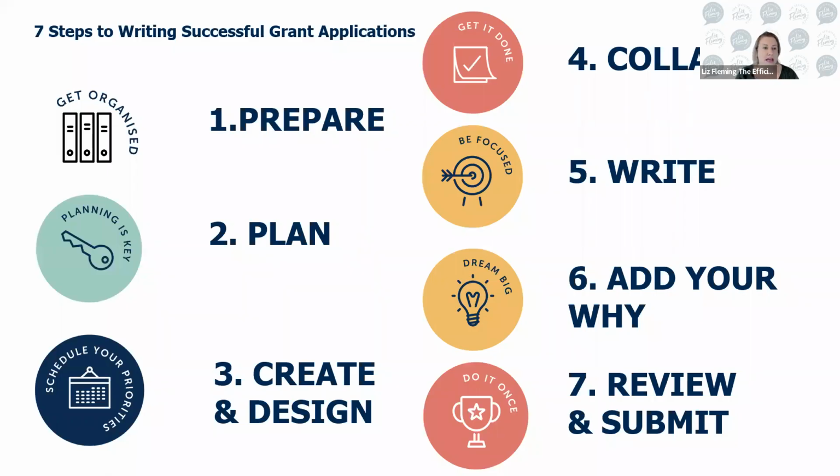So there we go. There are my 7 steps to writing successful grant applications. We started with the preparation, reading those guidelines. Then we did some planning. Then we created and designed our project and the whole grant application. We then collated our supporting documents, and then we started writing. Then we added our why, and then we did our review and we submitted and celebrated as well.